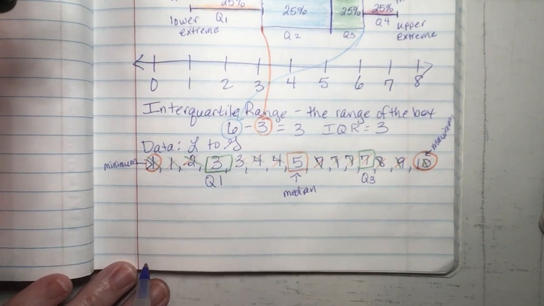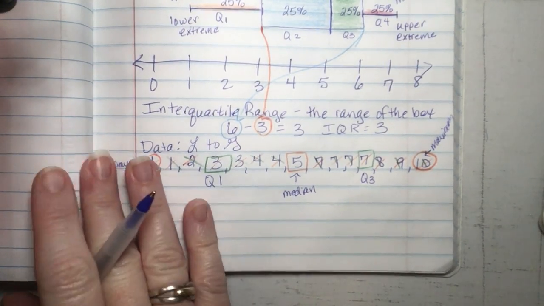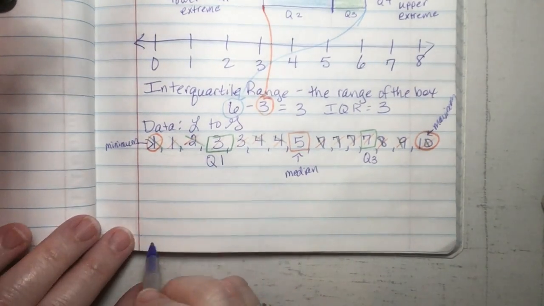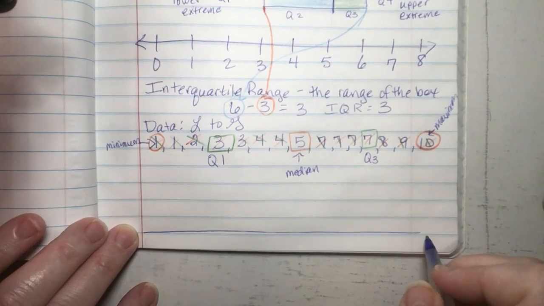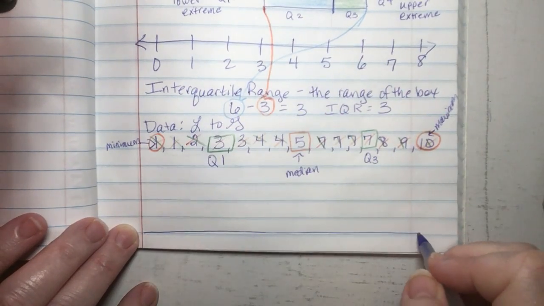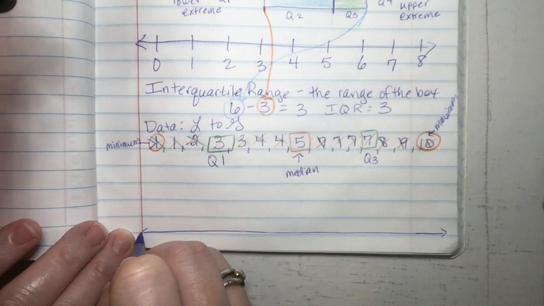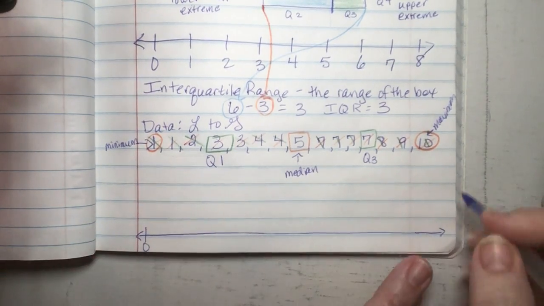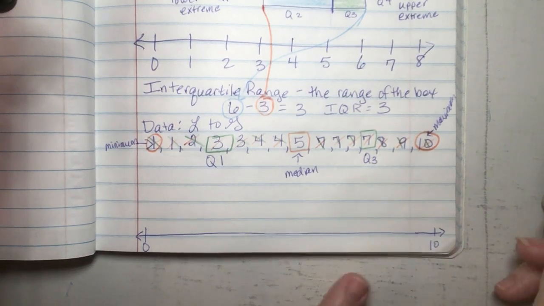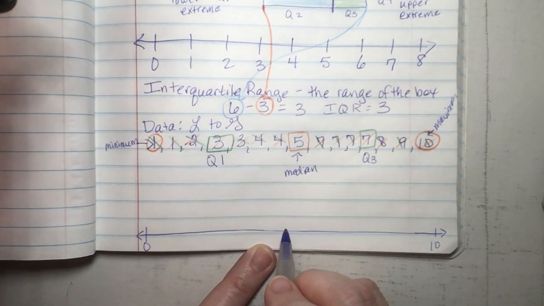So go down to your very last line, and we're going to make our number line there. And we have to go all the way to 10, so it can't be as spread apart as this one is. So 0, 10. I'm going to try to put 5 right in the middle.